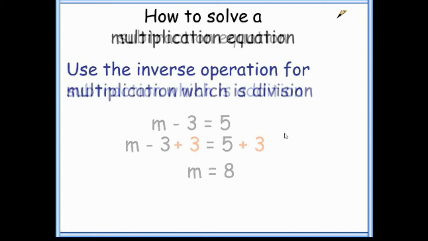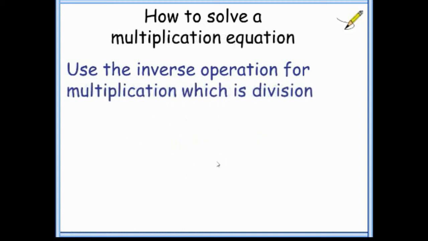The third type of equation is multiplication equation. To solve this type of equation, we're going to use the inverse operation for multiplication, which is division. So this is an example of a multiplication equation. 3 times m equals 18. I need to know m equals what?